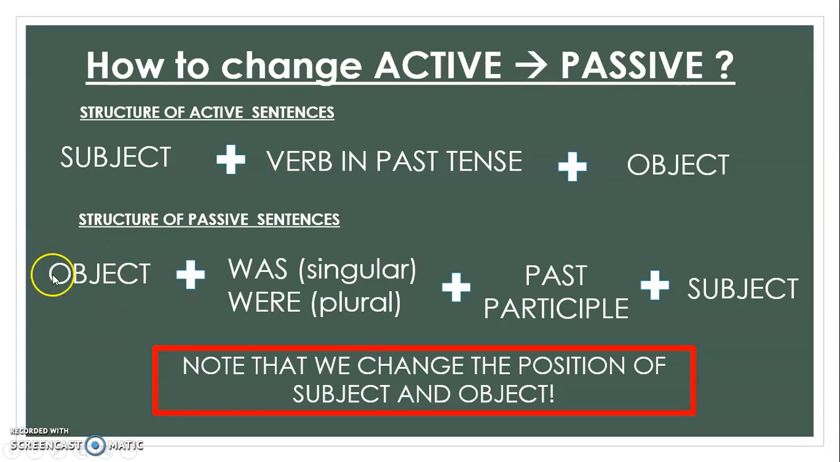Please note that we actually change the position of the subject and the object in active sentences and in passive sentences. So in active sentences, the subject is in front. For passive sentences, the object is in front. So now let's look at some examples of sentences.